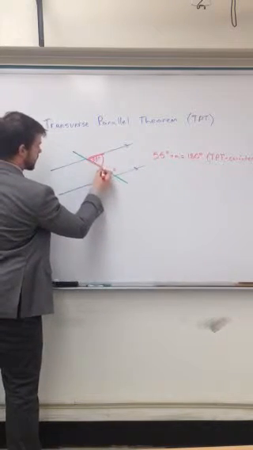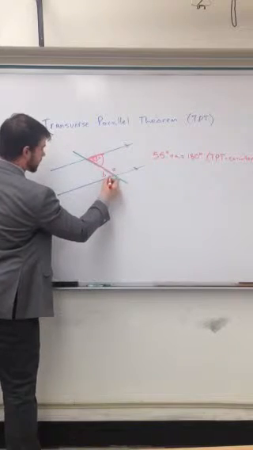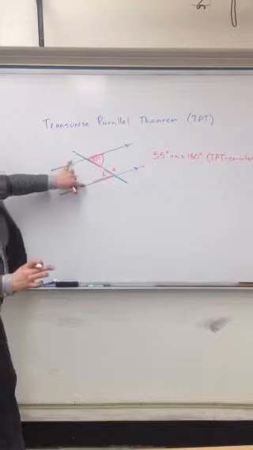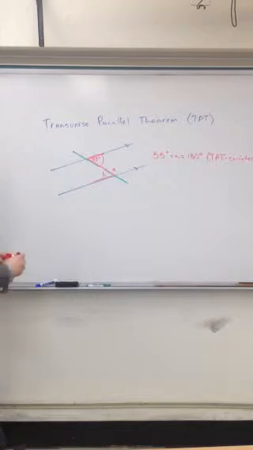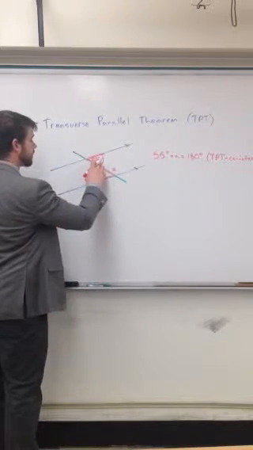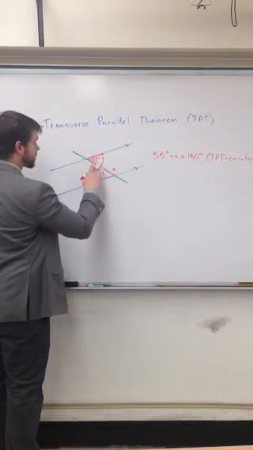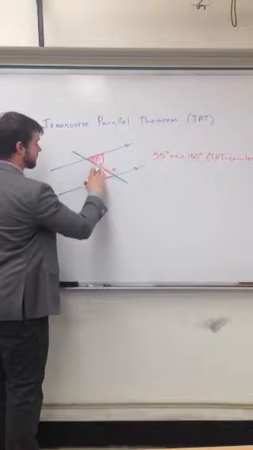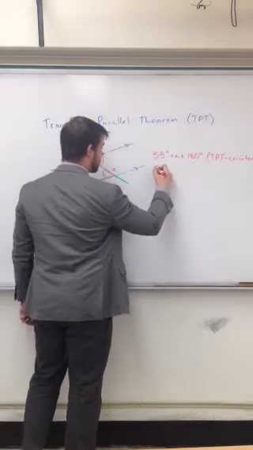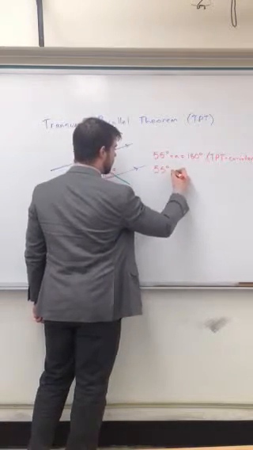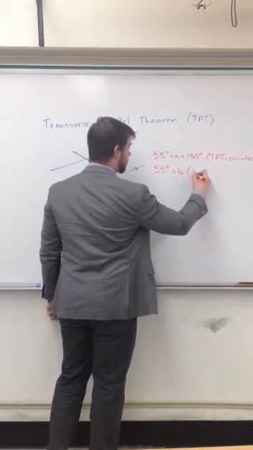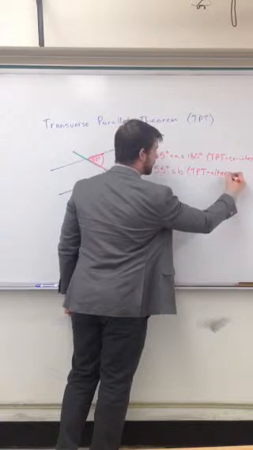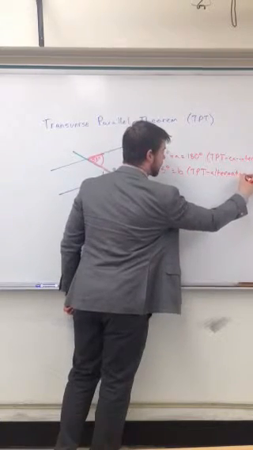So what we end up seeing is that angles that are on alternate sides of the transversal, but contained within the parallel lines, are equal. So this angle is 55 degrees, and it's on the opposite side of the transversal to B. And so we can state that 55 degrees is equal to B because of the transverse parallel theorem alternating, because it's on the alternate side.